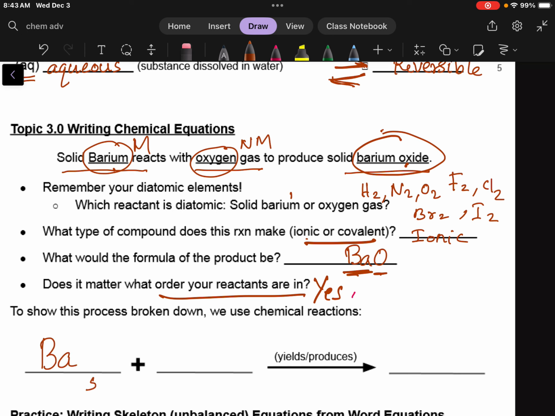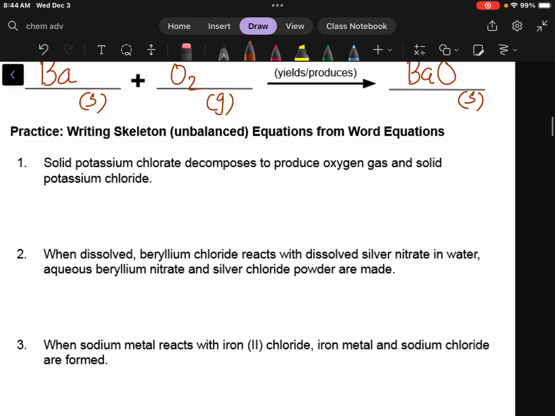And it says solid, so we will write an S as a subscript because it is solid. And oxygen gas, we know that oxygen is diatomic, so you will write O2. And it says gas, so write G as a subscript. Then what is the product here? Barium oxide, and it also said it is a solid, so we can write solid there. Good? Okay, let's write one more example, then the rest you can do as homework, okay?